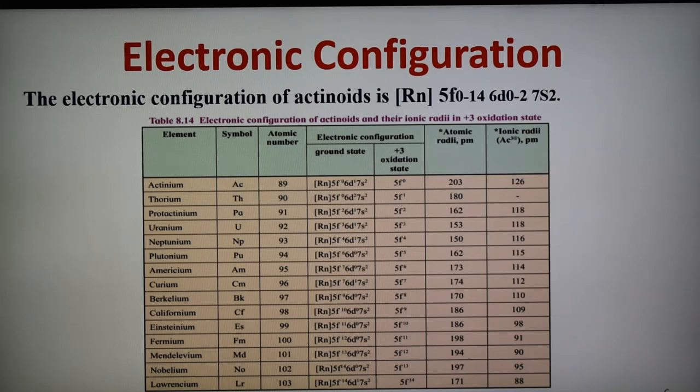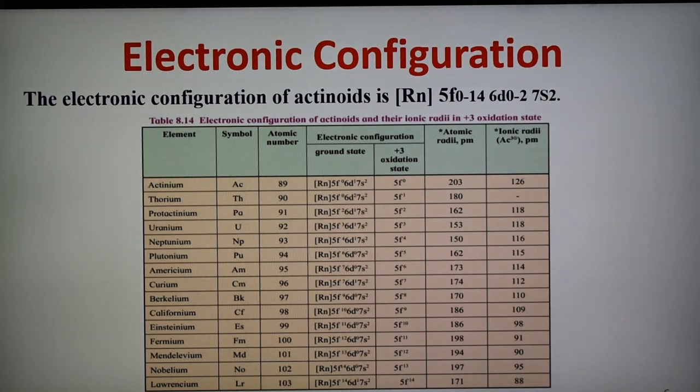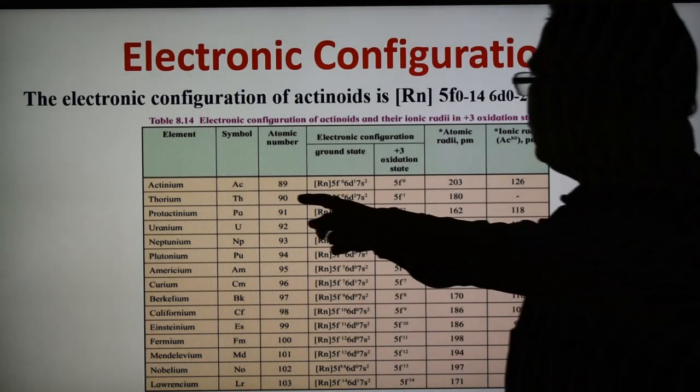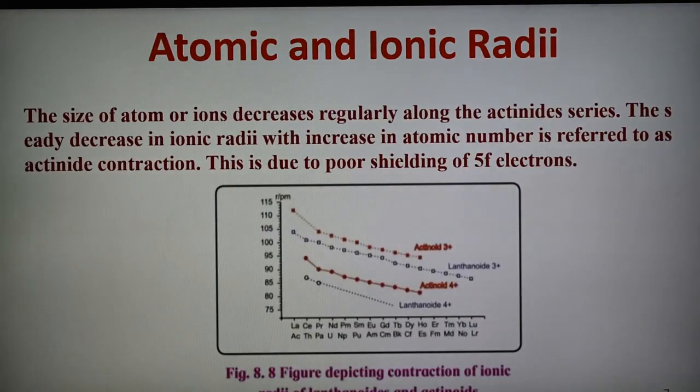So this is the electronic configuration, and from uranium onward there is no doubt that the 5f subshell is more stable, and the general electronic configuration of these elements is shown here: 5f 0 to 14, 6d 0 to 2, and 7s has 2 electrons. This is the general electronic configuration, and all the 14 elements have this configuration after radon. Next property is the atomic and ionic radii.